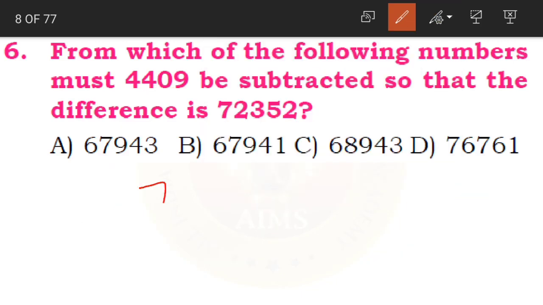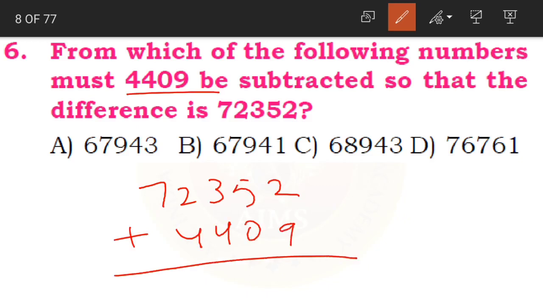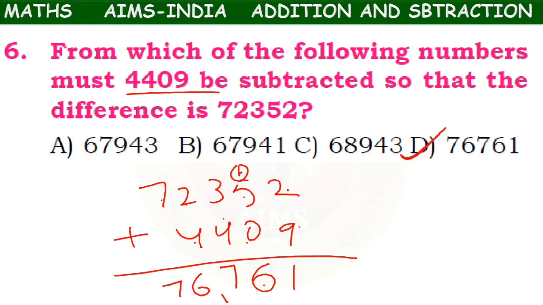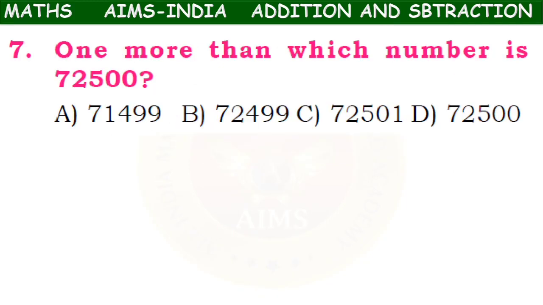Now let us do that. 72,352, that is the difference, plus our subtrahend 4,409. 9 plus 2, 11, 1 carried, 5 plus 1, 6, 6 plus 0, 6, 3 plus 4, 7, 4 plus 2, 6 and 7. What is our answer? 76,761. That is option number D. Okay children, what did we do? We found out the minuend here. How? By adding the difference and subtrahend. Clear? Moving on to question number 7.